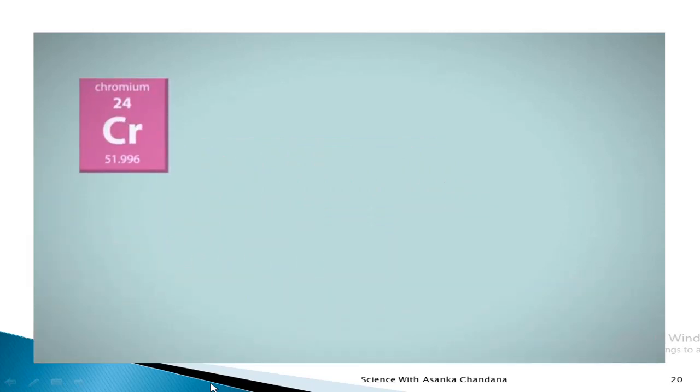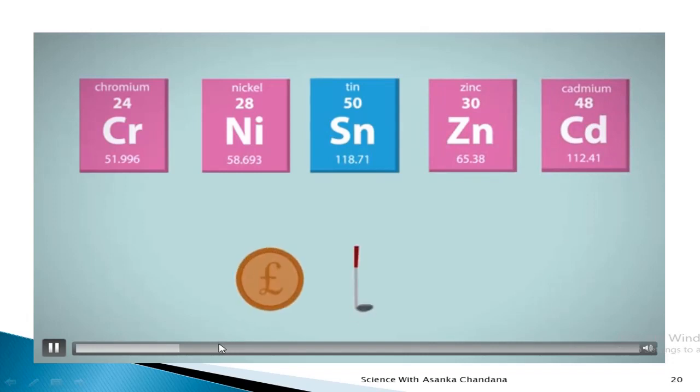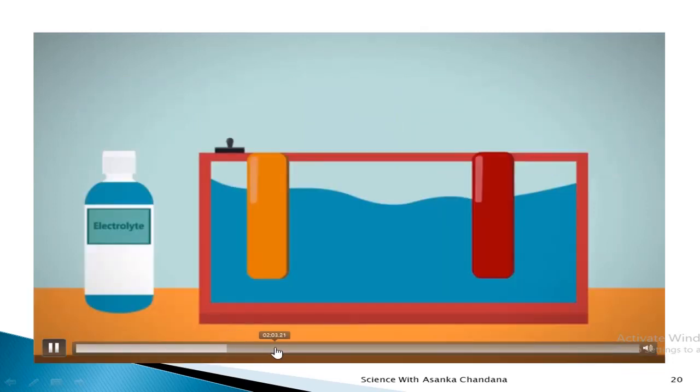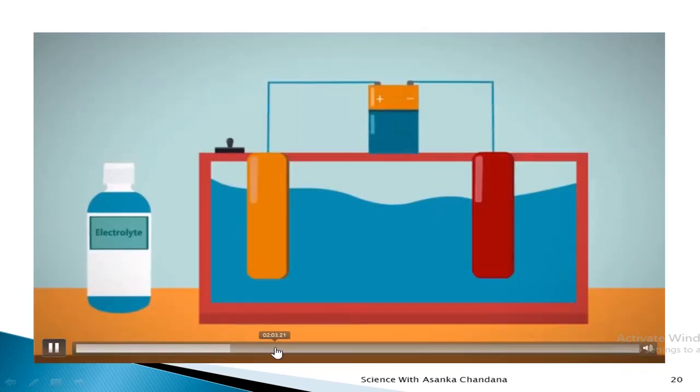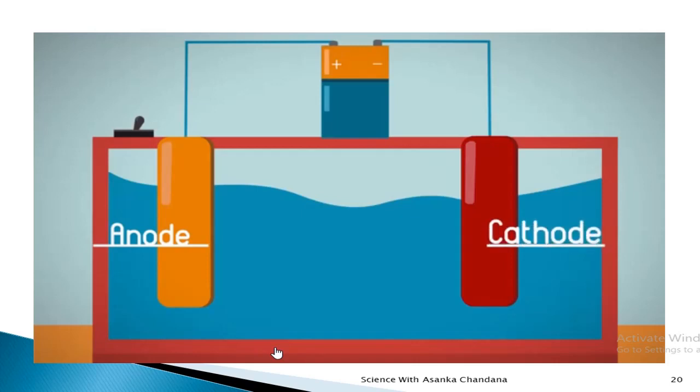Chromium, commonly known as chrome, nickel, tin, zinc, and cadmium are often used to plate metals such as copper, iron, and steel. The metal is placed in a solution and connected with electrodes to a battery or power supply. So we end up with a setup that looks something like this. When the current is turned on, the electrodes gain a charge. The positively charged electrode is called the anode, and the negatively charged electrode is called the cathode.